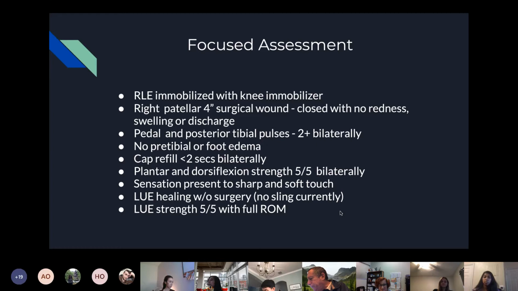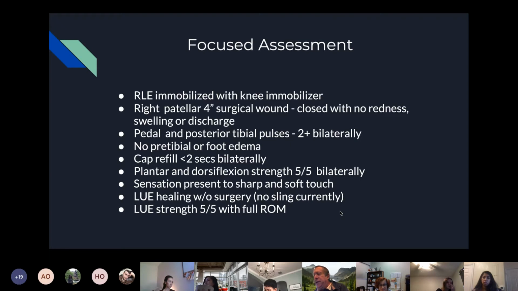And I didn't remove it. I didn't feel comfortable doing that at that point, also considering the restrictions with moving her around without an assistant there. The right patellar incision: she had about a 4-inch surgical wound. I just looked at the wound. There was no redness, swelling, or discharge, and I could see that through the window in the immobilizer. There was an open area there.